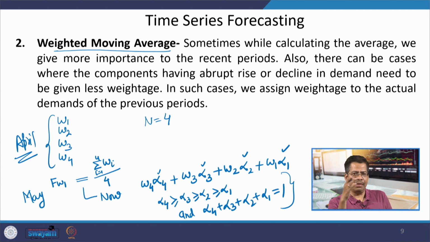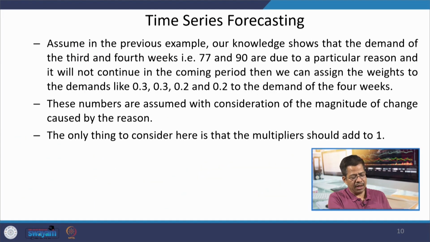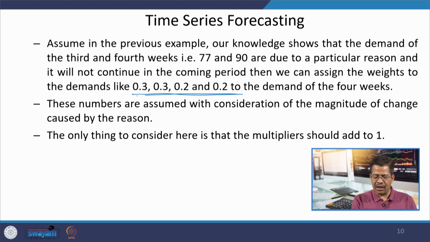If there is a period which is slightly abnormal in your historic demand data, you can reduce the weightage of that period by choosing a suitable weight. So, here you see that these types of weights are possible for our demand data of the previous case, and you can use the same data with these weights and see what your new forecast is.